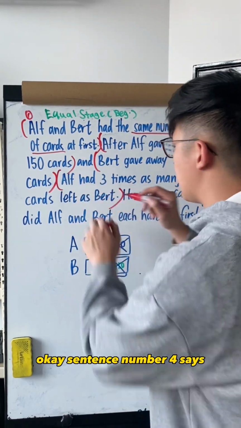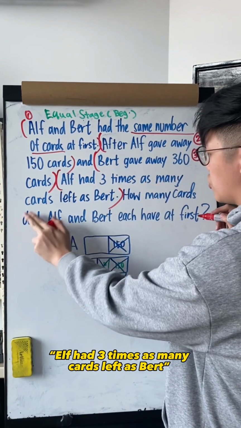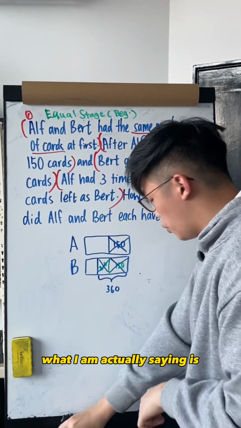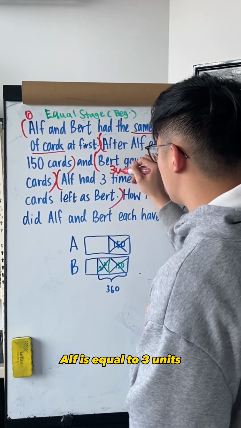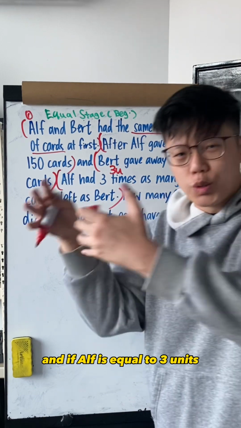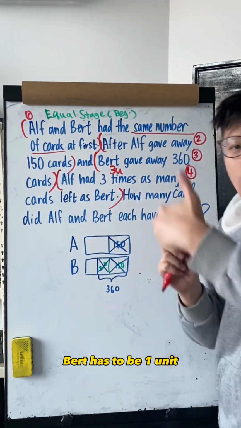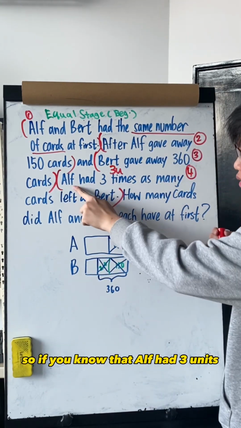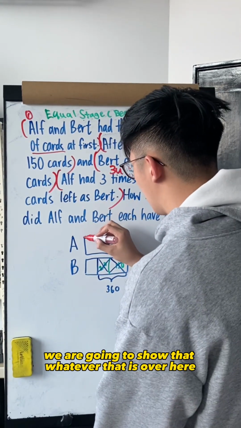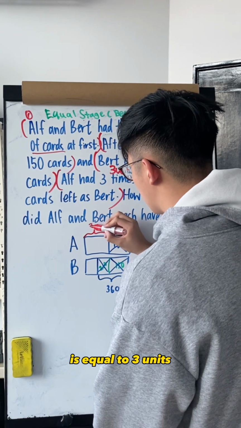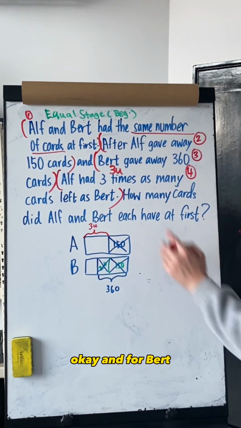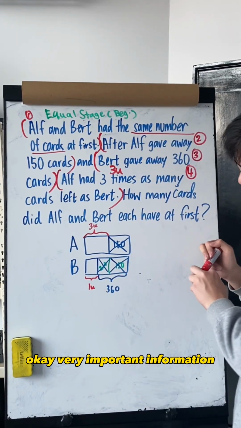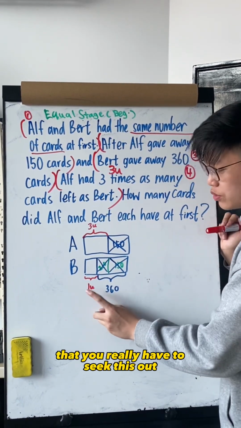Sentence number 4 says, Alf had 3 times as many cards left as Bert. When I say Alf had 3 times, what I am actually saying is Alf is equals to 3 units. And if Alf is equals to 3 units, Bert has to be 1 unit. That 1 unit is what we call our hidden information. So if you know that Alf had 3 units, we are going to show that whatever that is over here is equals to 3 units. And for Bert, it will just be 1 unit. Very important information that you will really have to seek out.